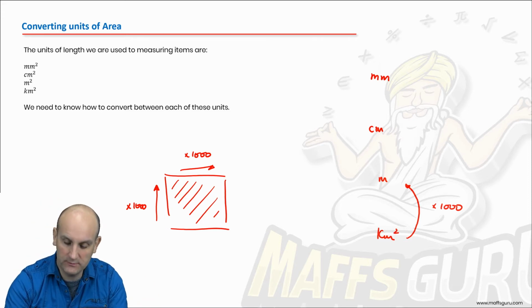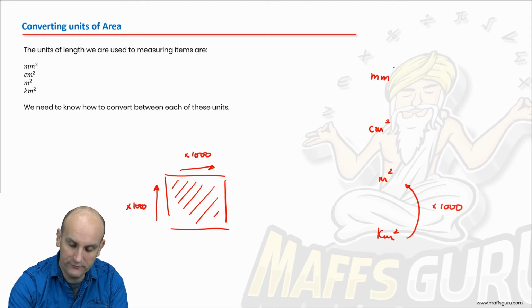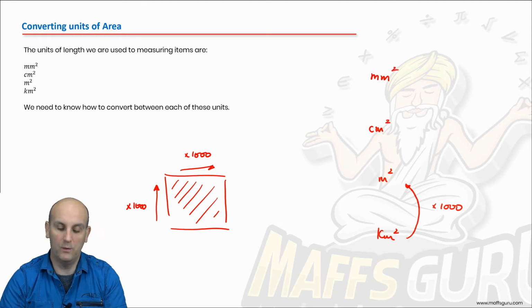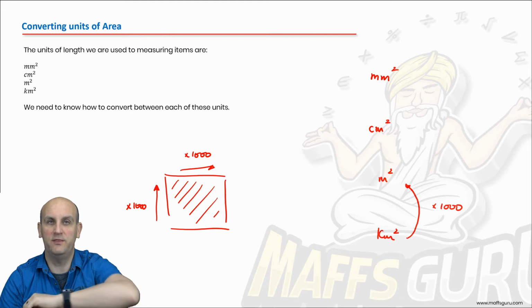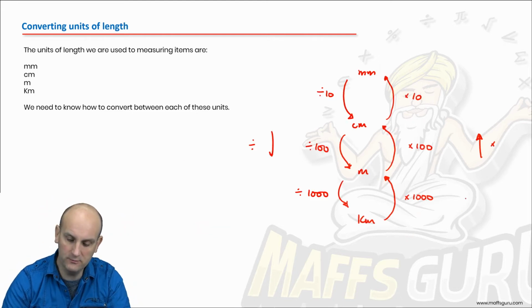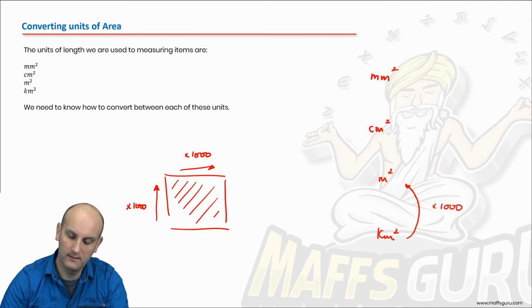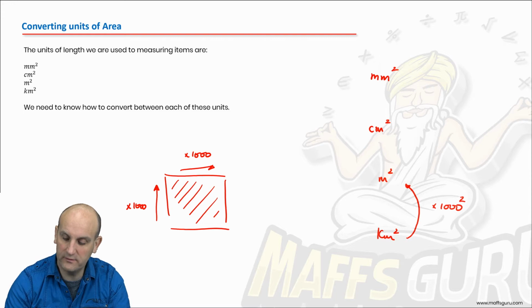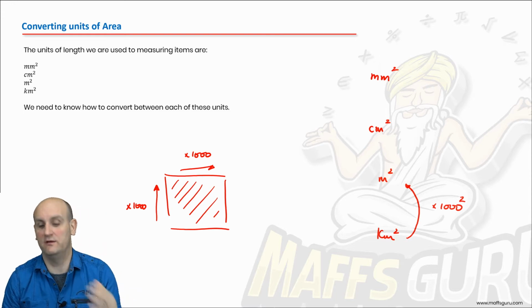So I'm going to firstly make sure I put the squares there because that would make a lot more sense. And so because I'm timesing by 1,000 that way and timesing by 1,000 that way, I times by 1,000 squared. So that's times by 1,000 times by 1,000.